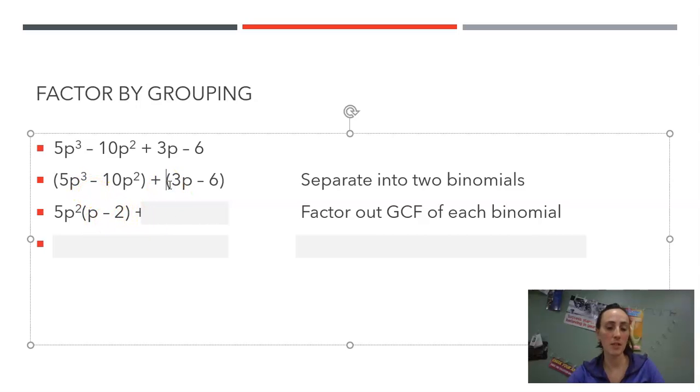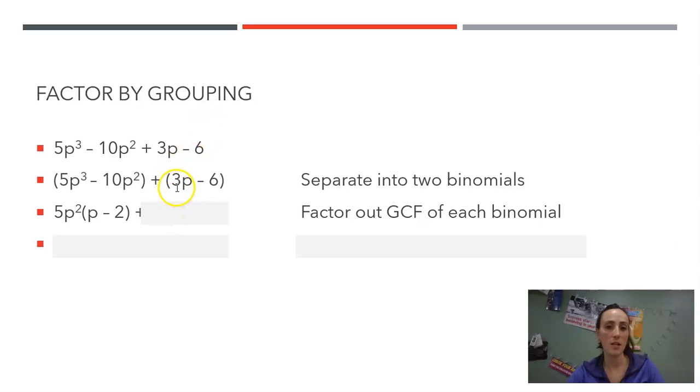My second binomial, when I factor out my GCF, both of these terms share a factor of 3. This 3 is going to get pulled out front to leave me a p here, and when I pull a 3 out of my 6, 6 divided by 3 is 2. So I'm going to have 3 out front with p minus 2 inside parentheses.